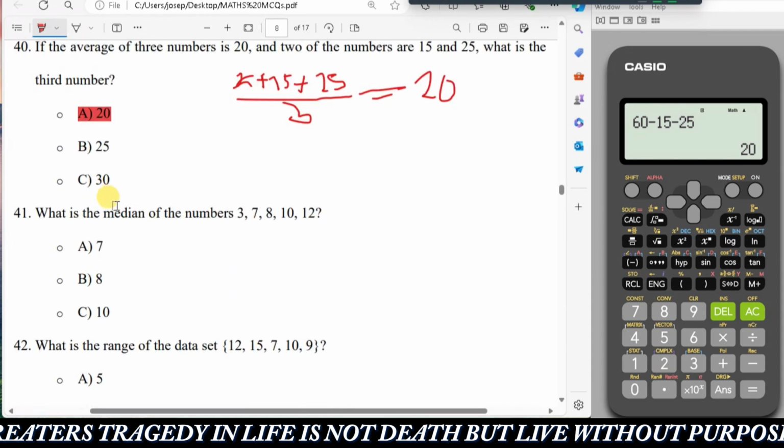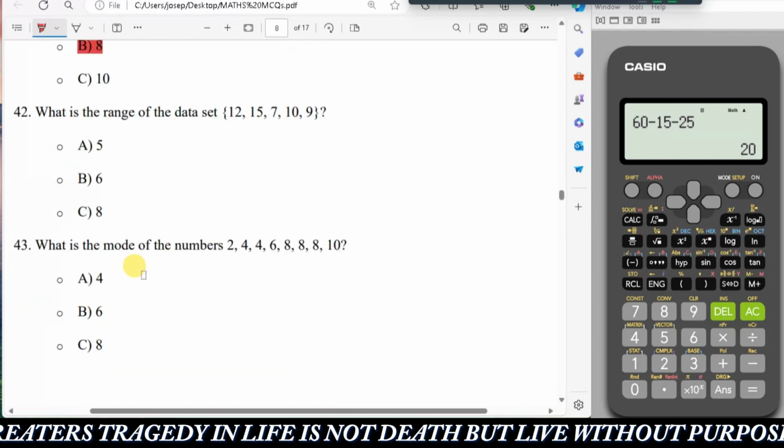Well, now 41. What is the median of the numbers 3, 7, 8, 10, and 12? A median, we said that the median is the middle number. Arrange it in ascending order or descending order of magnitude. So here they have already been arranged in ascending order. So you pick the middle number, right? So the middle number is 8. So the median is 8. B.